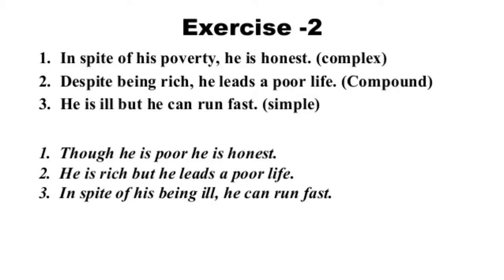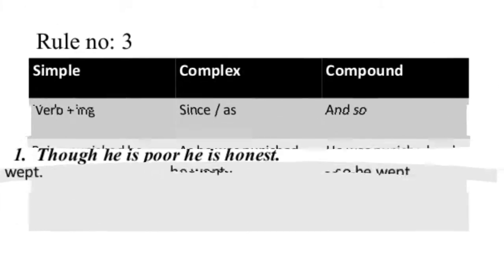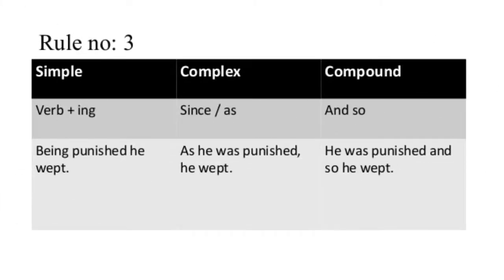Let's move on to rule 3 now. Children, now let's see rule 3. Look at rule 3. In simple, verb plus ing form. In complex, since or as. In compound, and so. So children, in simple sentence, verb plus ing. In compound, it is "and so". And in complex, you have to add the subordinating conjunction since or as.